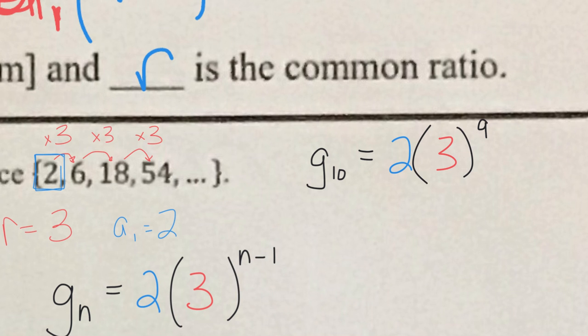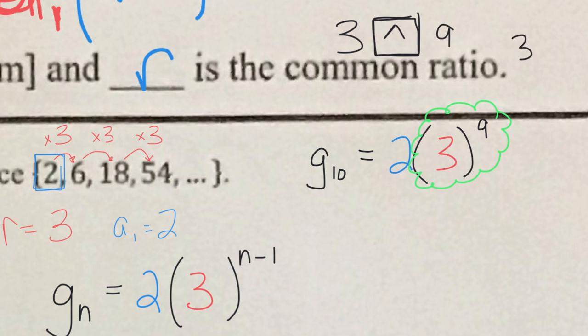Now, PEMDAS says we first do the powers. So we're going to figure out what 3 raised to the 9th power is first. So if you have a fancy calculator, that looks like this. We would do the 3 button, and then we would hit the arrow up button, okay, called your caret button, and then we would hit 9. And that's how we're going to get 3 to the 9th. Okay, so my calculator says this number is 19,683. And I still have to multiply that number by 2.